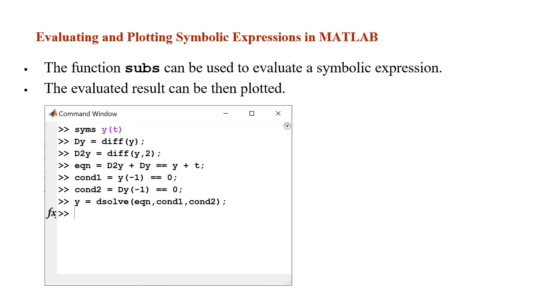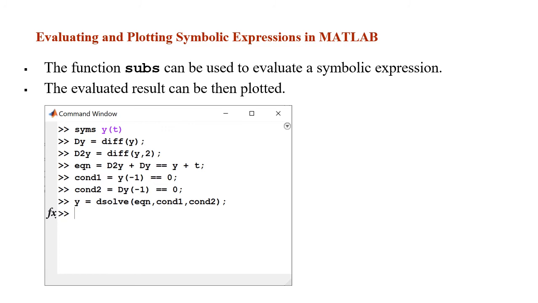The second method to plot a symbolic expression in MATLAB is to first evaluate it. The function subs can be used to evaluate any symbolic expression in MATLAB. So regardless of whether you want to plot it or not, you can use the function subs to evaluate any symbolic expression at certain values for the independent variable. Using the same example from the previous slide, we want to plot the solution for specific values of t.